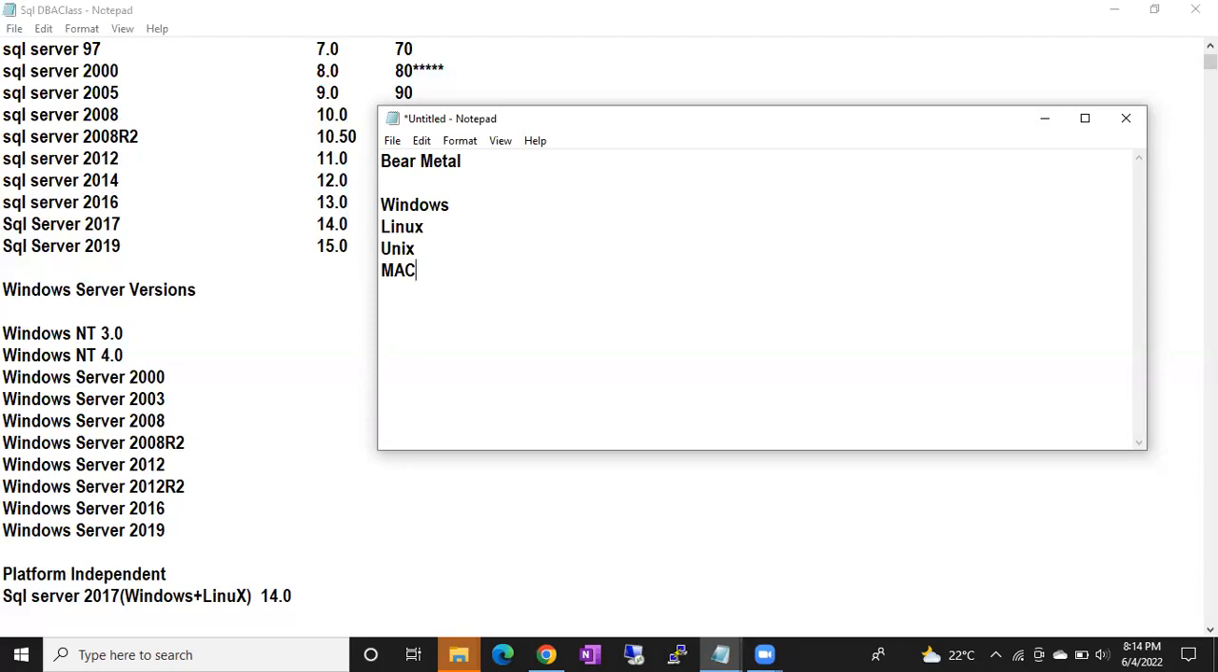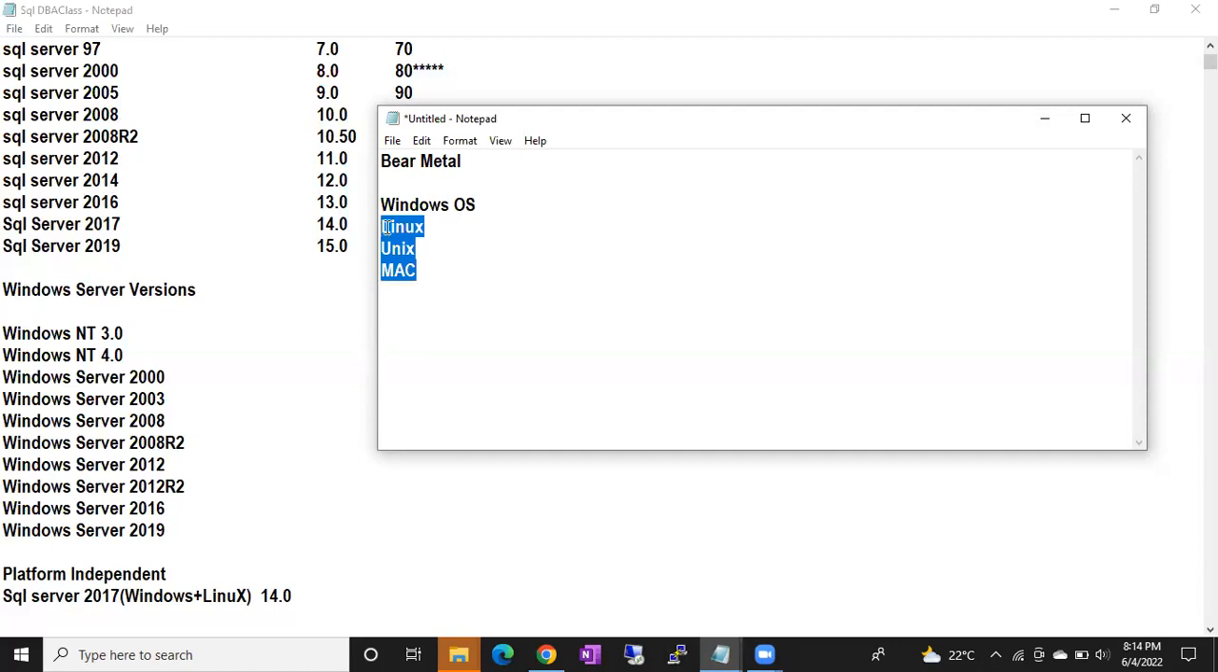So we have different operating systems, but you cannot install SQL Server on all of them, guys. You are able to install SQL Server only on one specific operating system, that is your Windows operating system, guys. You cannot install it on Linux, Unix, Mac and so on.